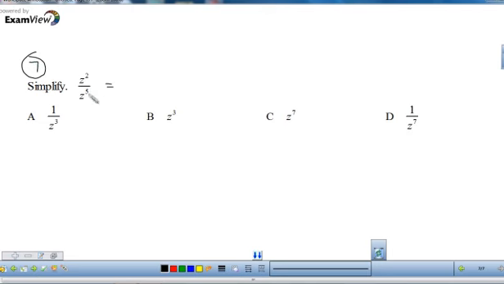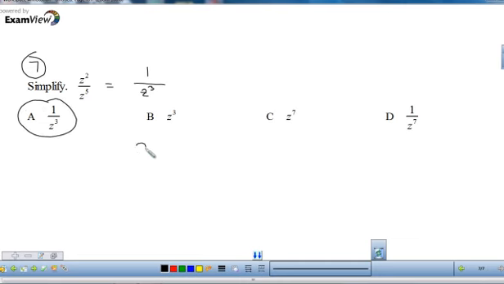So we're going to subtract our exponents since there's more z's on the bottom than there are on top. The z is going to remain on the bottom. So 5 minus 2 is 3. So we have 1 over z to the 3.